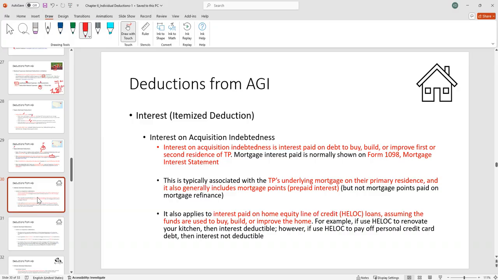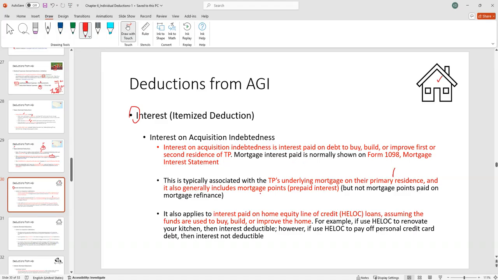How about interest, right? We'll now talk about interest here. So this is essentially interest you pay. If you buy a house, maybe you buy it for $300,000 or $400,000, whatever the number is, every month you're going to pay some principal and some interest. In this case, we're talking about interest that is used to buy, build, or improve your first or second residence. So typically where you live, your main home. They're going to show you this on the 1098 mortgage interest statement at the end of the year. So you just get a document that says, here's how much interest you paid. Again, typically it's where you live.